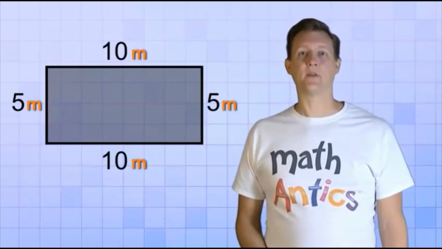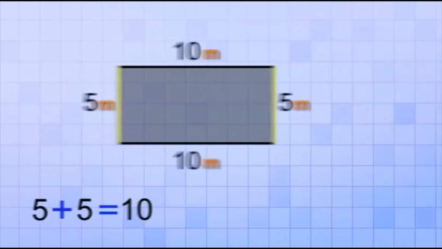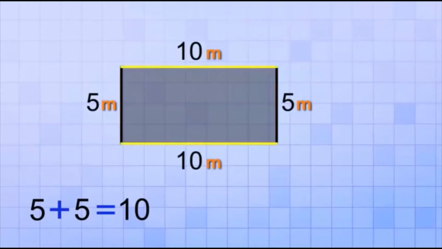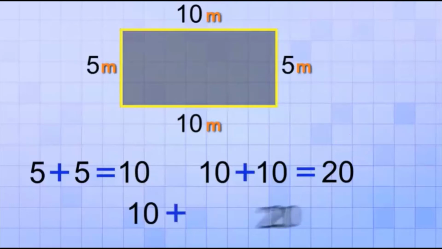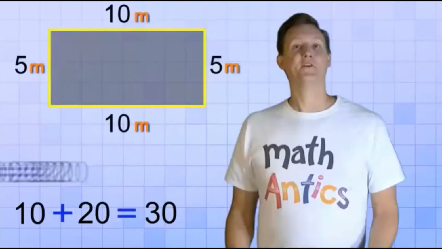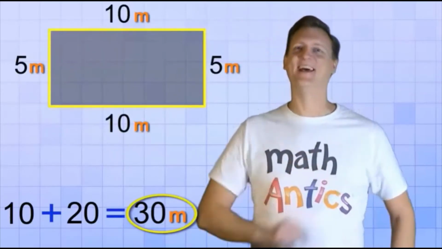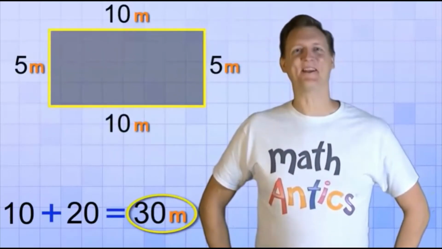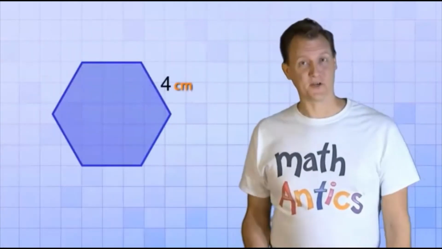And I think I'll add up the two short sides first. 5 plus 5 equals 10. Next, I'll add up the two longer sides. 10 plus 10 equals 20. And now, if I add up those two answers, I'll get the total for all four sides. 10 plus 20 equals 30. So, the perimeter of this rectangle is 30 meters. You thought I was going to forget my units, didn't you? Not this time. Here's another good example.